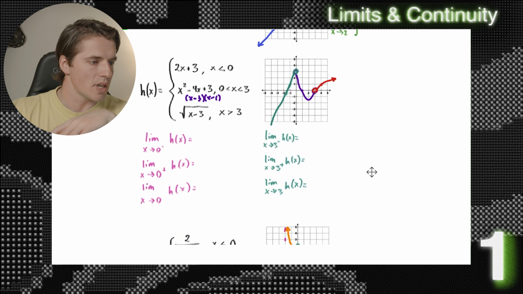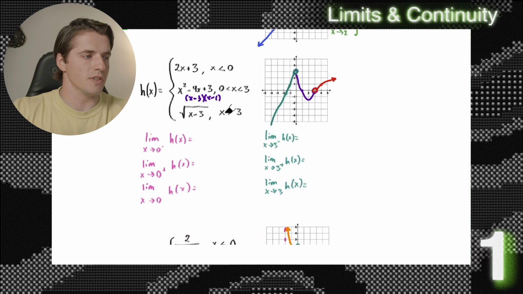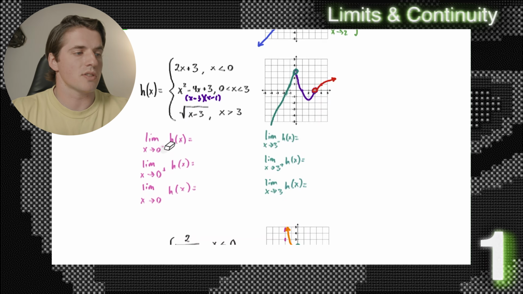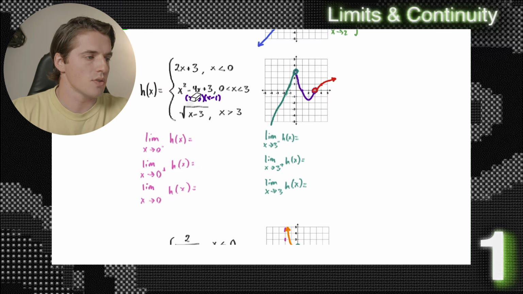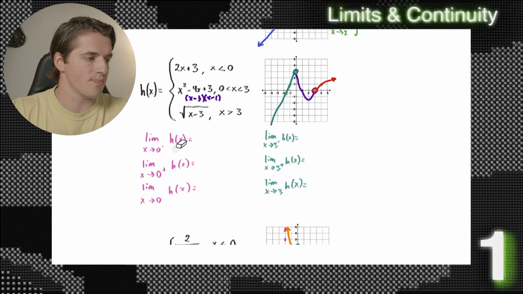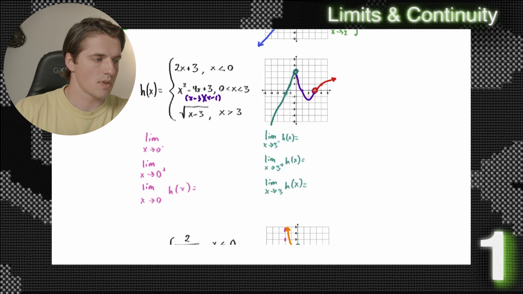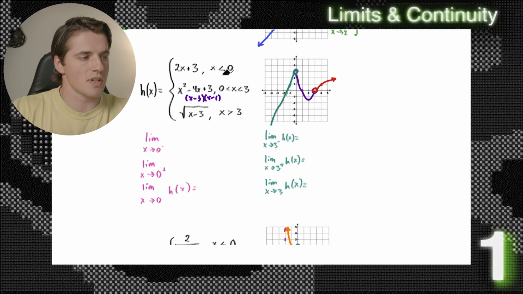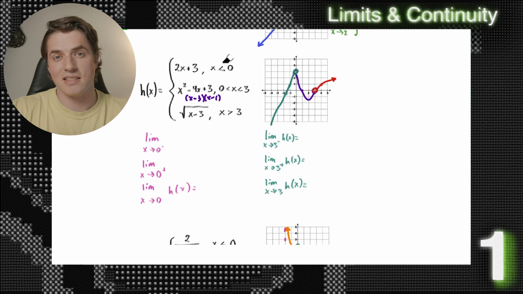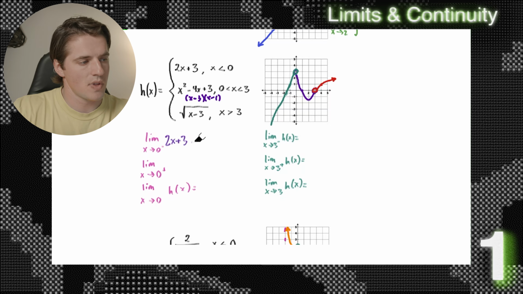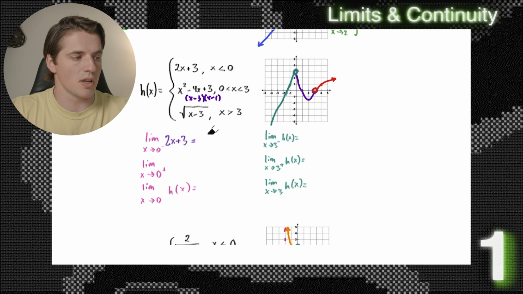Okay. The next one, we have a couple of different limits. So we're going to 0 from the left. So which equation do we need to look at? And 0 from the right. So 0 from the left is those values where x is less than 0. So we're going to plug into 2x plus 3. Directly substituting, we get 3.